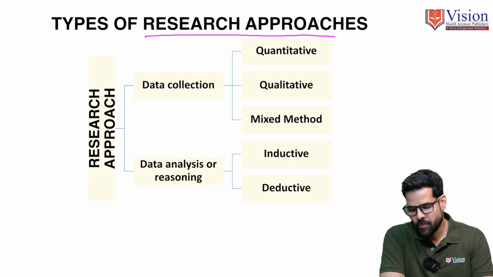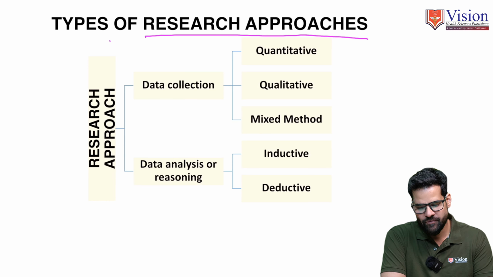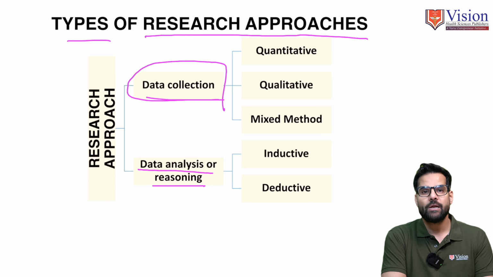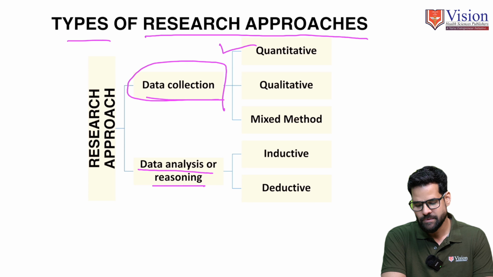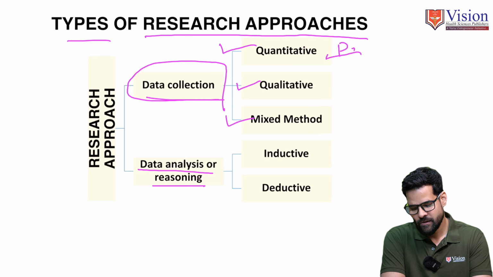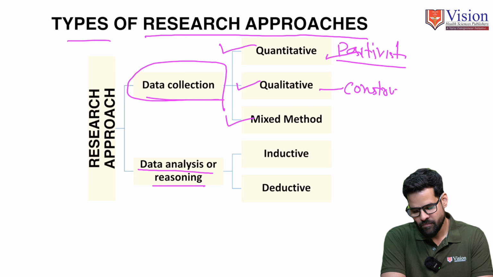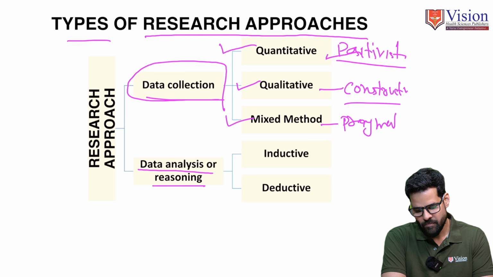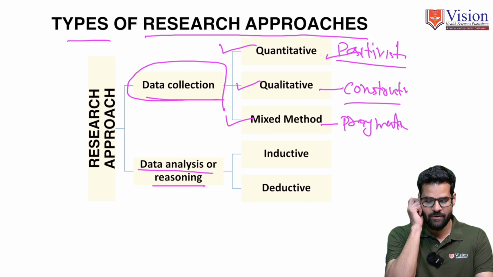When you talk about the research approaches, there are different types of approaches we have. We can classify them based on data collection or based on data analysis and the reasoning. Usually we follow the classification based on the data collection. Now, based on the data collection, we have quantitative, qualitative and mixed method. Quantitative follows the positivist paradigm, qualitative follows the constructivist paradigm, and mixed method follows pragmatism. They mix both qualitative and quantitative.